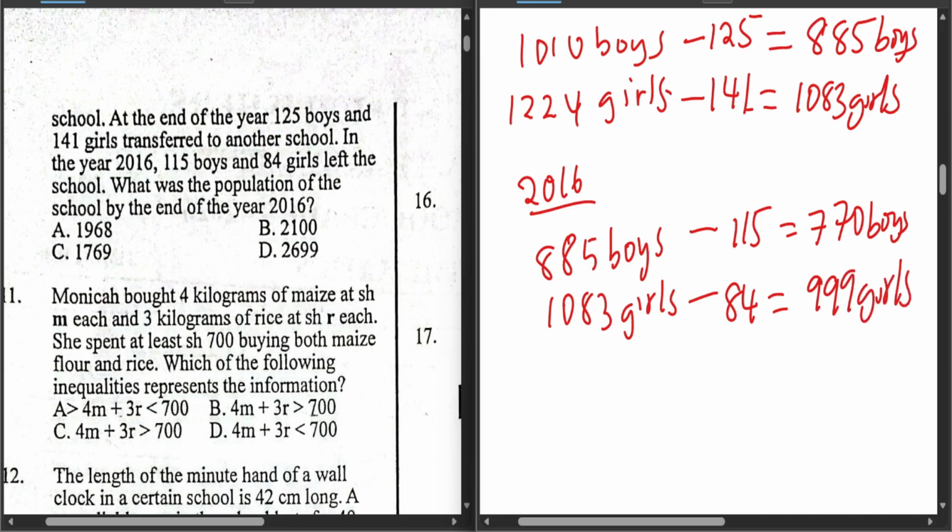So the question is asking what was the population of the school by the end of the year 2016. So it takes the number of boys, 770, plus the number of girls, 999. How much will it give us?